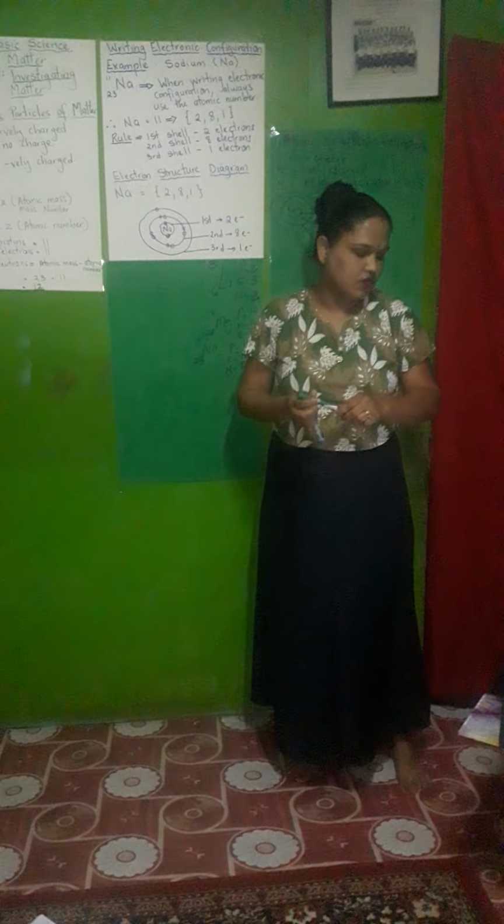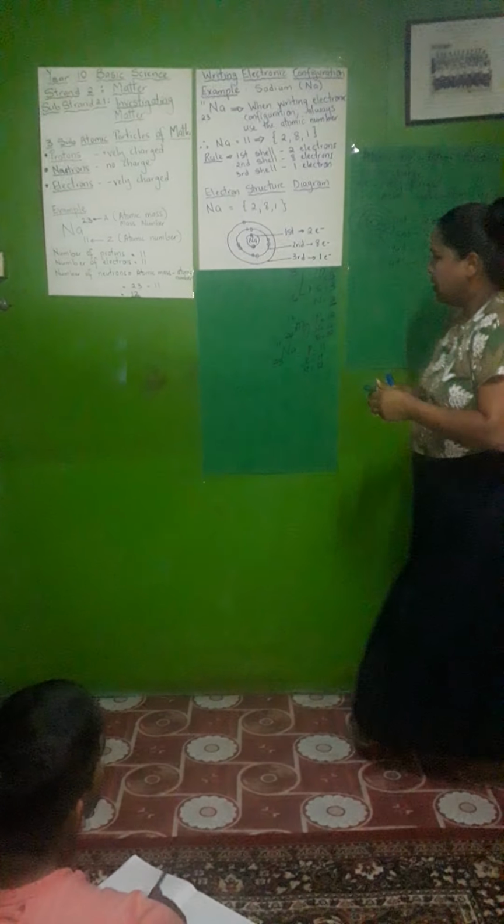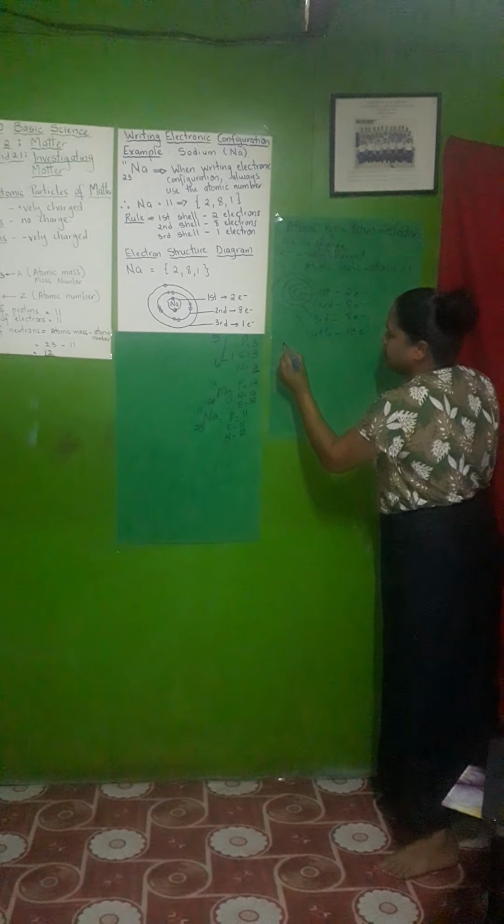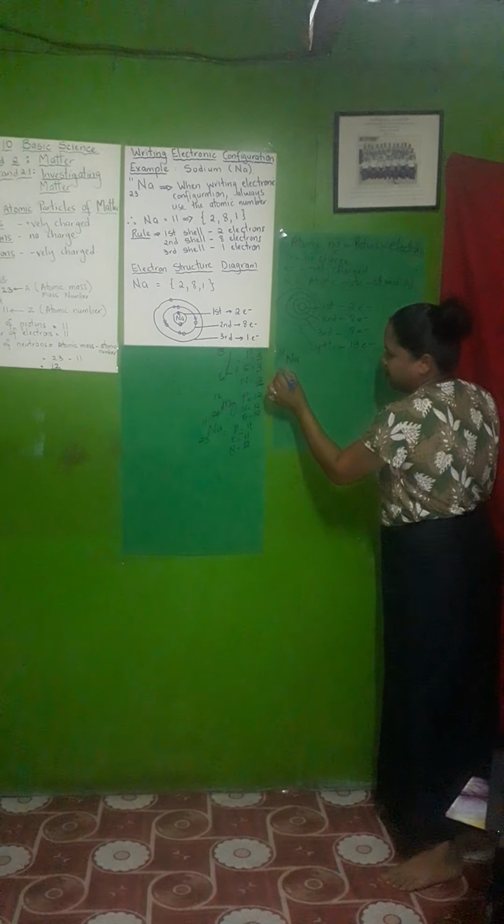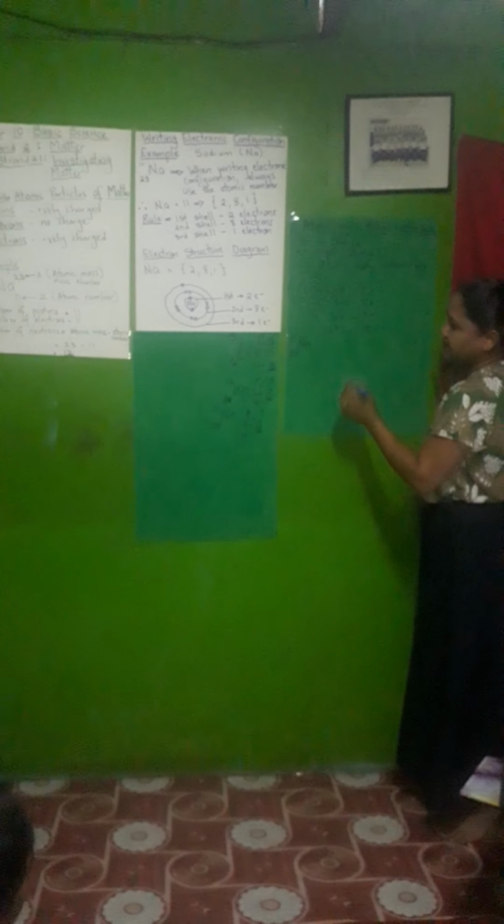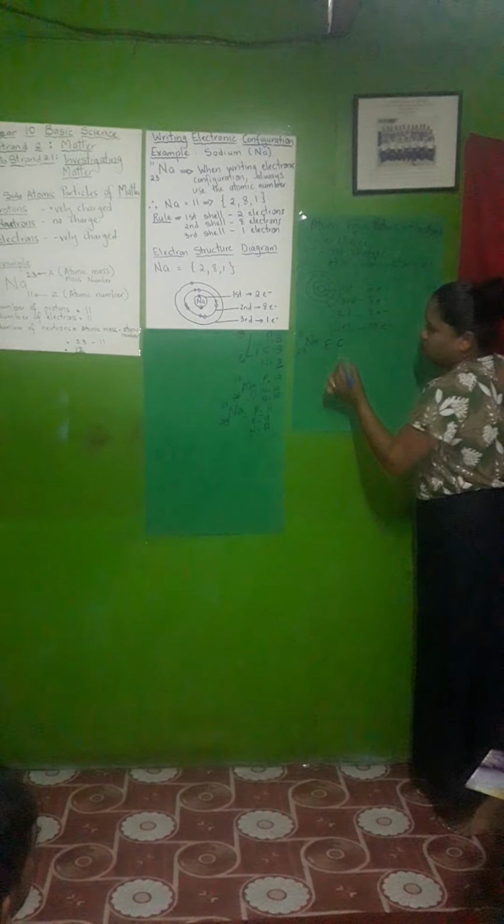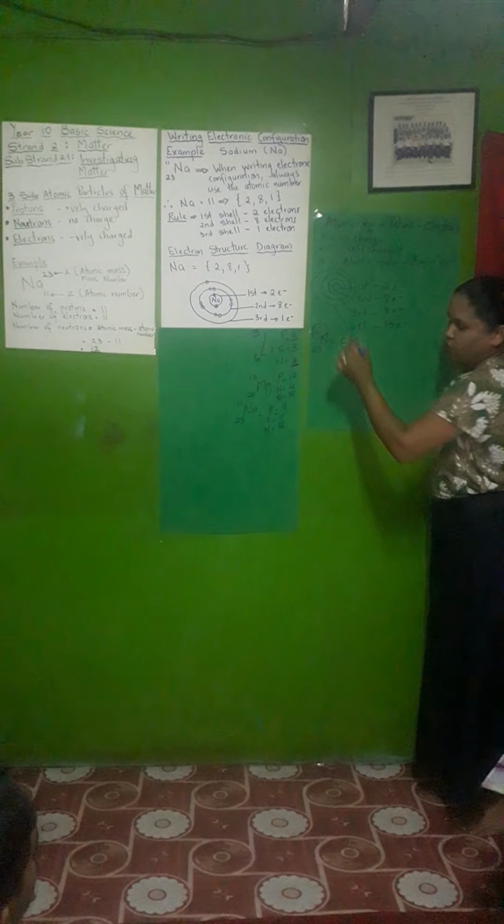So now let's see what the electron configuration is. It is a group of numbers which shows the arrangement of electrons in an atom. For example, the elements sodium and nitrogen. Remember sodium? The symbol of sodium is Na. The number of protons is 11 and the atomic mass is 23. So when we write the electron configuration, we always use the smaller number, the atomic number.